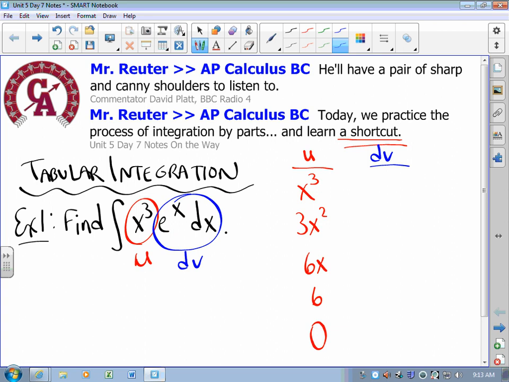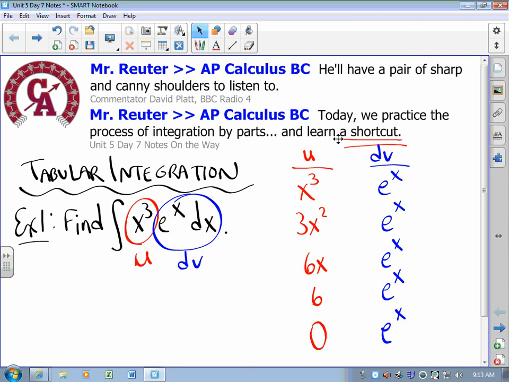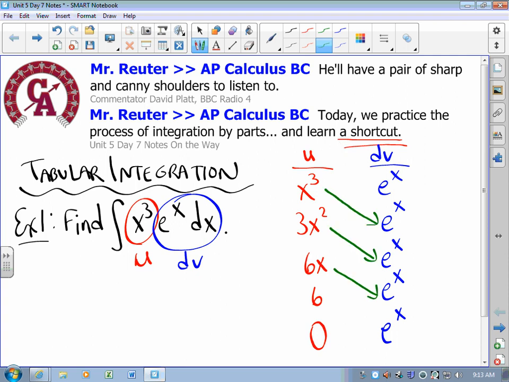Then we have a dv column, and in the dv column, we have our e to the x. dx is understood in the process. And we just take antiderivatives of e to the x until everybody's got a horizontal partner, like so. Okay? So here's what happens. Everybody pairs up with somebody else, but they don't pair up straight across, they pair up diagonally to the right. Nobody pairs up with e to the x at the beginning. Nobody pairs up with 0 at the end.